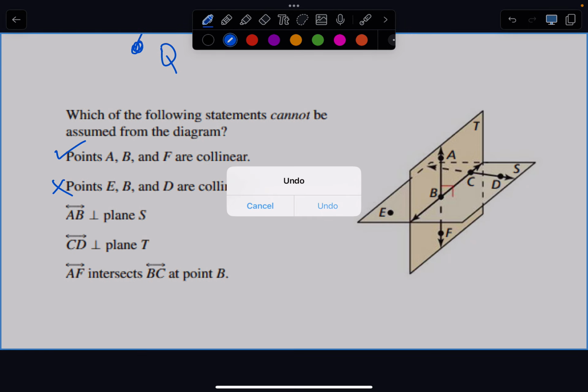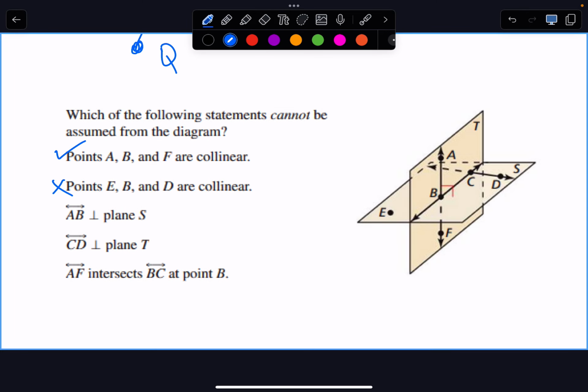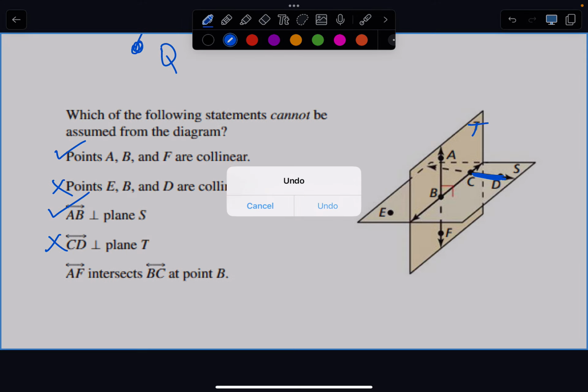Is AB perpendicular to plane S? Here's AB, here's plane S. We see this symbol right here. Yep. What about CD to plane T? Here is CD, here is plane T. Is it marked? No, so we can't assume it.